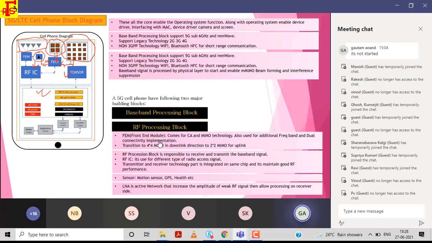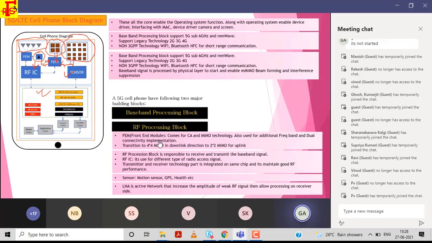What does the baseband processing block do? It supports different bands. Different bands means band 3, band 5, band 40, whatever. In India, mostly the Jio operator uses band 3, 5 and 40. Airtel uses band 41, band 40, and also band 3 and 5. So whatever mobile is coming into India supports these bands, right? Because these bands are enabled for all mobiles in India.